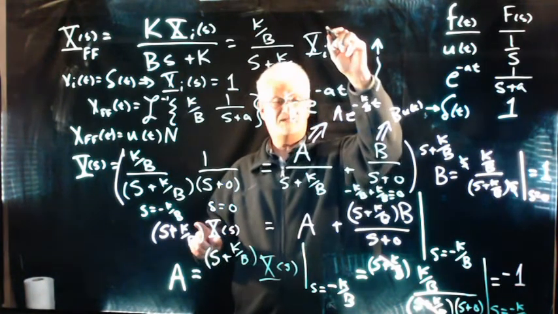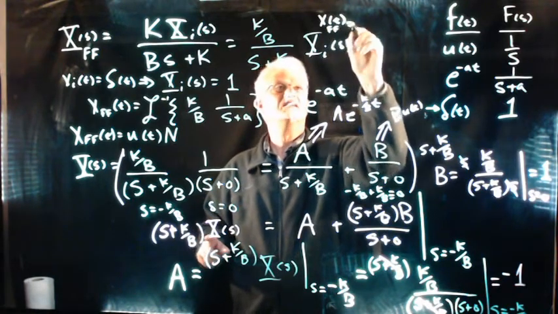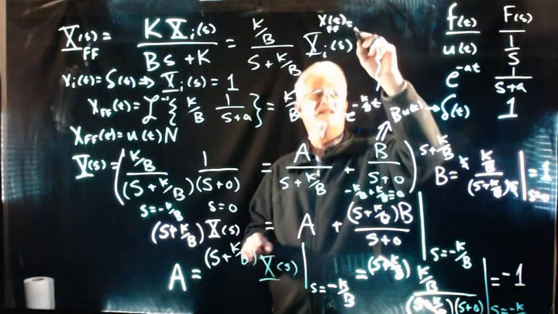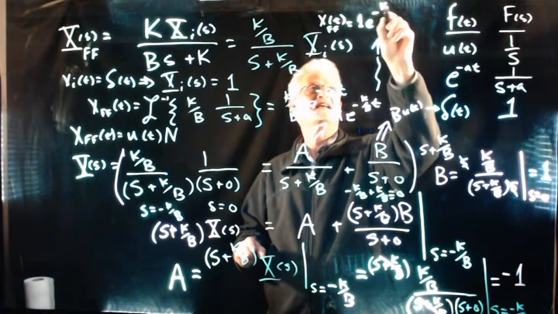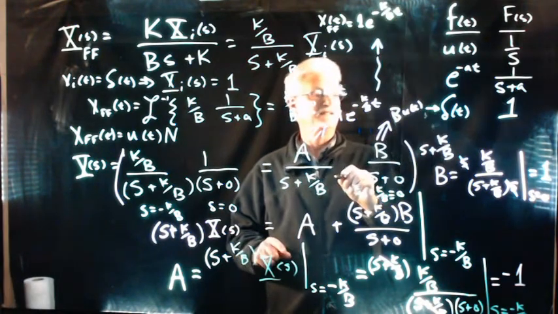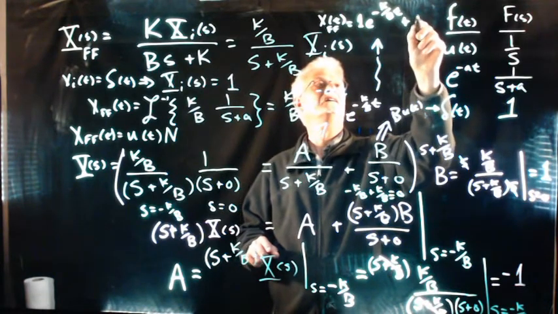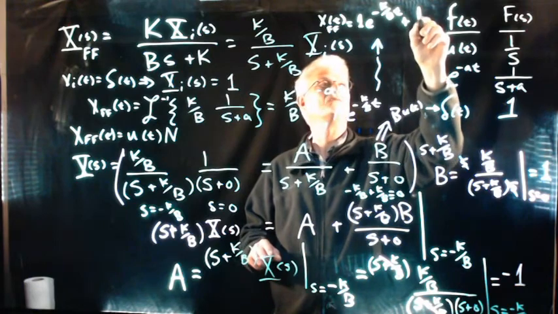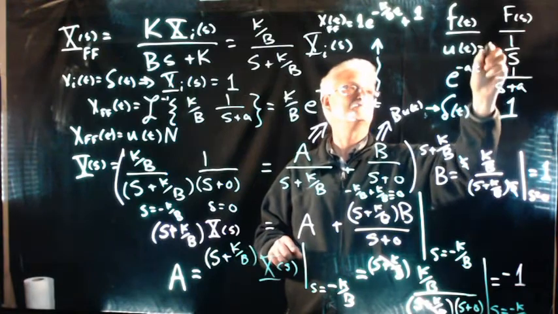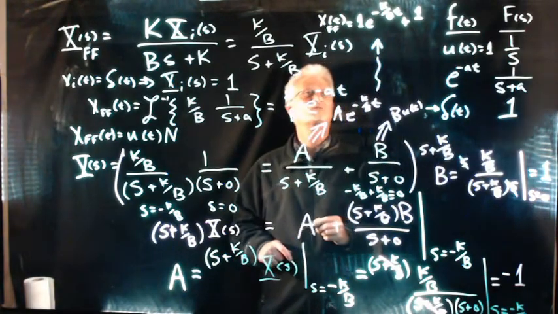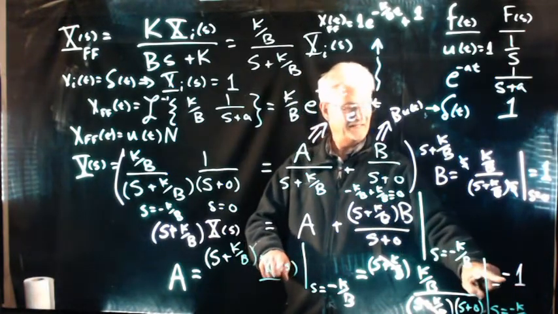And so what I'm going to do is say x of t due to the forcing function is just equal to 1 e to the minus k over b t plus 1 plus b, which is just 1, times the unit input. U of t just equals 1, right? So that's just 1. But I've made a bad thing here.